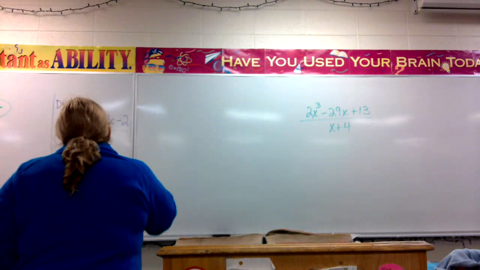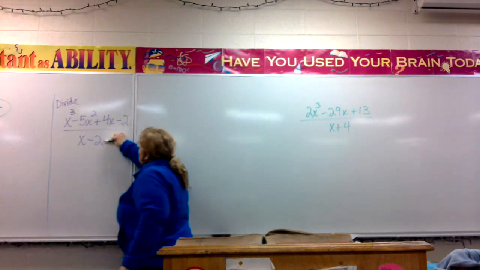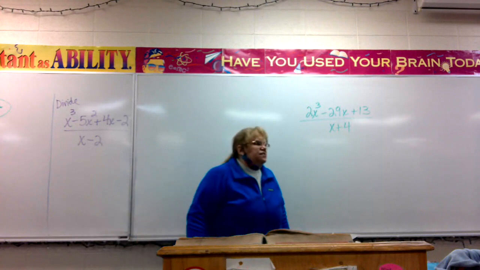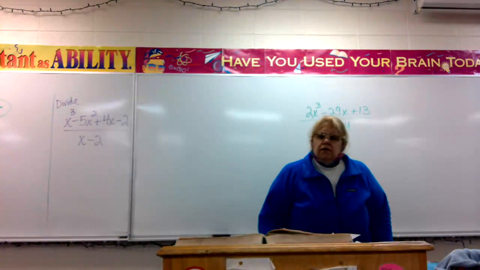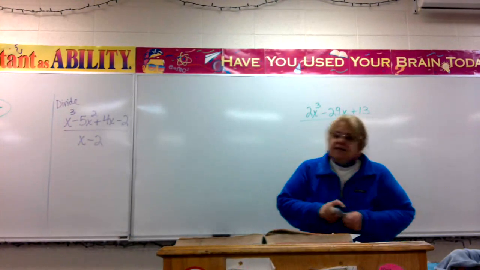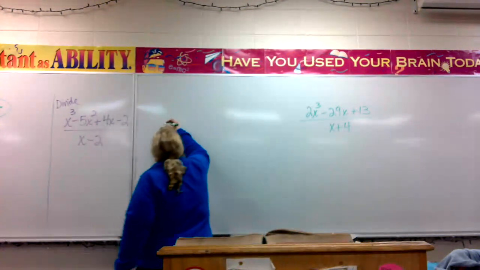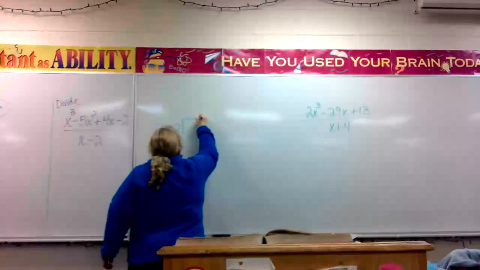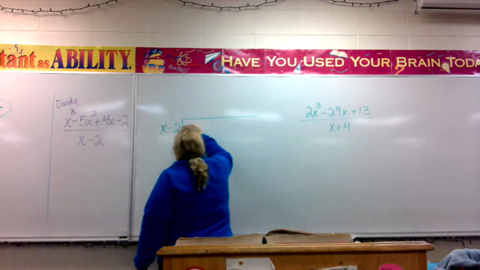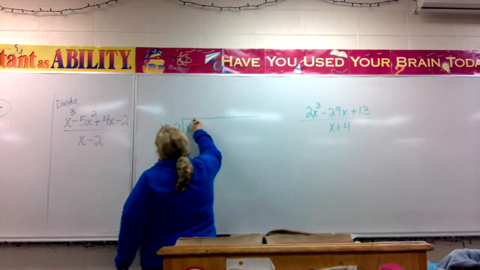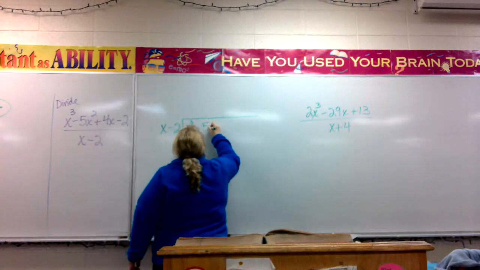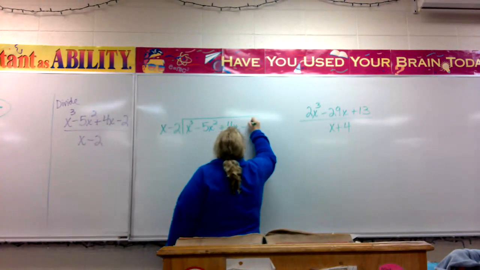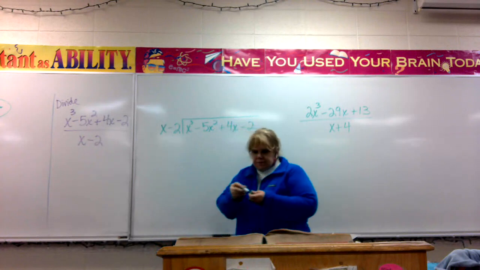So I want to divide this thing by x minus 2. Which one goes on the outside of the divide sign? The bottom, right? The x minus 2 goes on the outside. And on the inside, I've got the other thing, x to the third minus 5x squared plus 4x, take away 2.